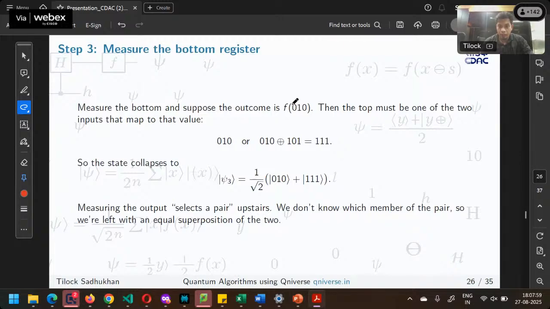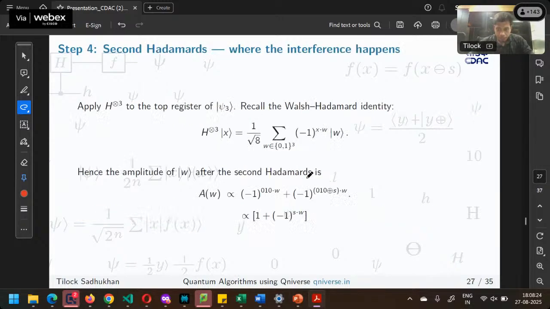And for this particular value of f(x), there correspond two values from the inputs, and those two values are 010 and 111. So after applying the measurement gate on the second register, we are going to get the state in this form, since we are dealing with only the first register. So, after doing the measurement, we're getting this.